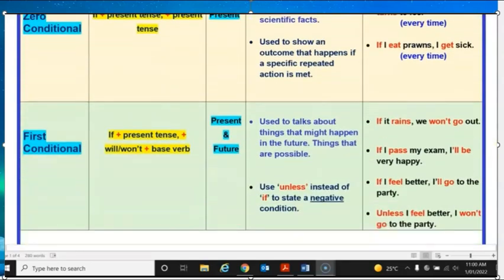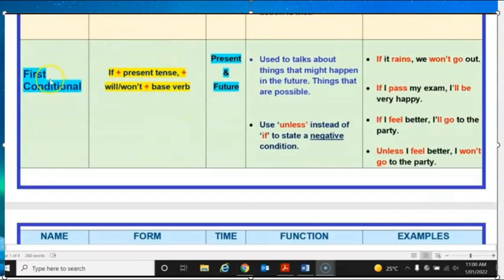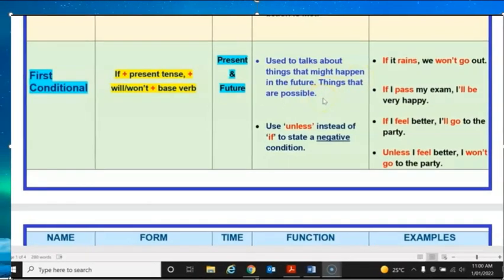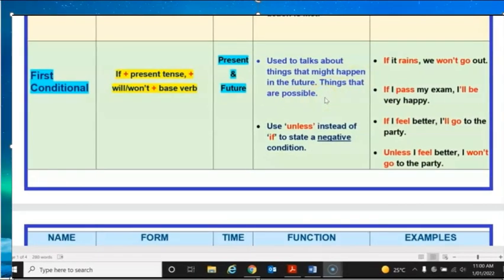Let's have a look at the first conditional now. With the first conditional, we have if plus present tense, comma, will or won't plus base verb. We use this conditional to talk about things in the present and the future. We use it when we want to talk about things that might happen in the future or things that are possible. So it's a real conditional.